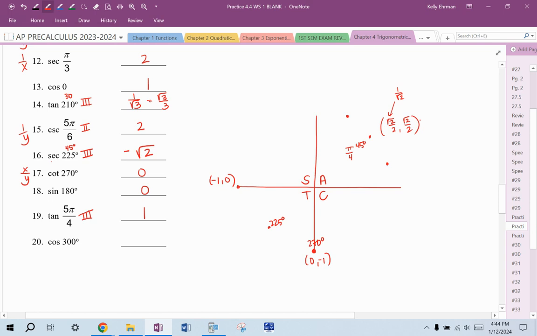And finally, 300 degrees is one of the pi over 3 angles, so I'm going to look at it as 60 degrees first. At 60 degrees, we already probably had this ordered pair written down. It's at the top of my paper. So the x coordinate there is 1/2. And then where is 300 degrees? It's in quadrant 4. So cosine is positive in quadrant 4. So I keep this positive 1/2.